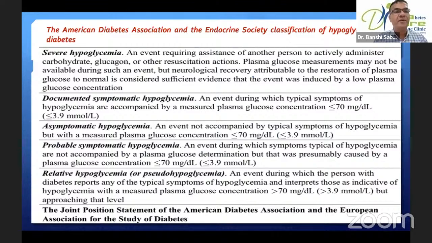ADA and the Endocrine Society have also divided hypoglycemia in a different classification. Documented symptomatic hypoglycemia is when the sugar goes less than 70 and a sugar test has been done. Asymptomatic means the sugar had gone low, but the patient does not have symptoms; it might be detected on continuous glucose monitoring. Probable symptomatic hypoglycemia is when the patient had symptoms of hypoglycemia, but it was not checked or documented, so there is a probability. Relative hypoglycemia, which I already told you, is when the patient's sugar level has gone from high to low and the patient is having symptoms, but while checking, the sugar has not actually gone less than 70. So there is a joint position statement by IDA as well as ESD on this.